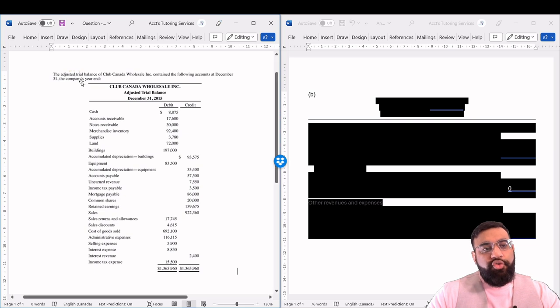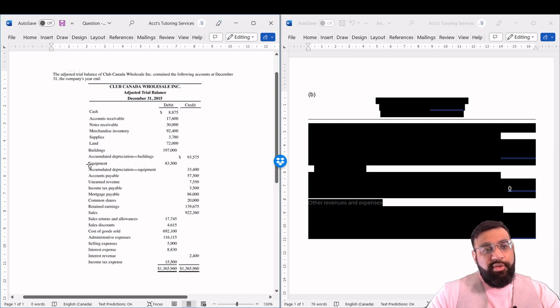So the adjusted trial balance at Club Canada Wholesale Inc. contained the following accounts at December 31st, the company's year end. So over here, as we can see, we have a trial balance. A trial balance essentially just has all of the accounts in our accounting cycle, and it has the ending balances.